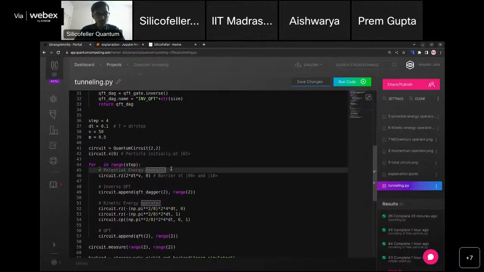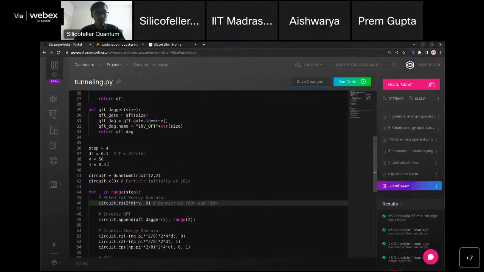To apply the potential energy operator, we use the RZ gate, which means a rotation about the z-axis of the Bloch sphere. This basically puts a potential barrier for the states 0, 0 and 1, 0. So you can imagine a particle at the 0, 1 state, and on its left and right side, if I may, you can imagine there are potential barriers of magnitude 50 on the states 0, 0 and 1, 0.